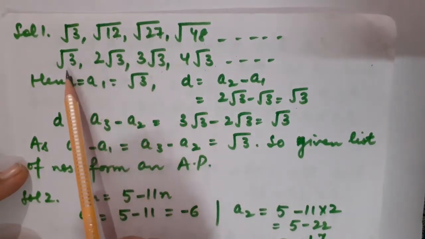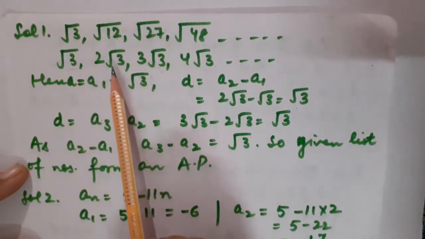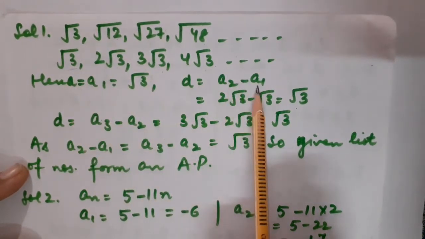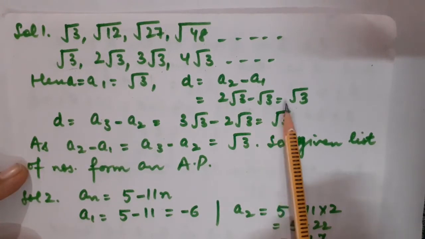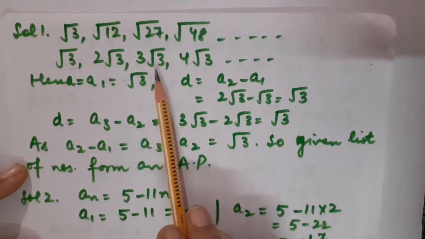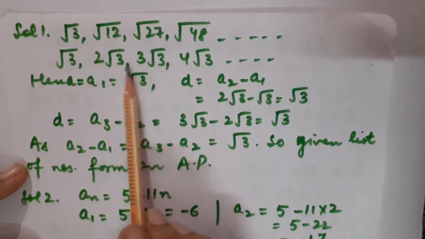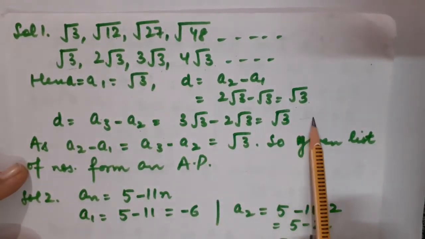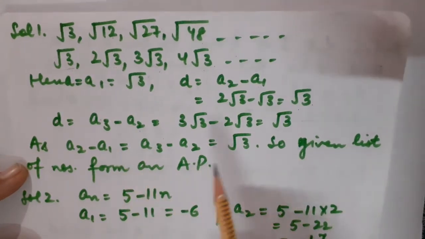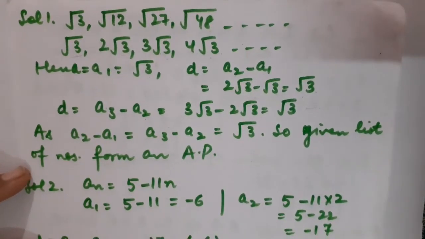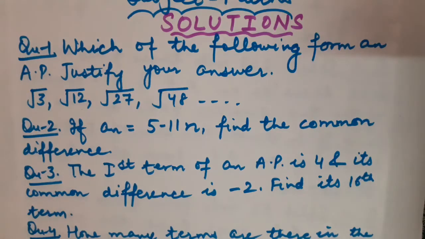So this is very simple. The very first term is A1. Second term which is A2 actually. So A2 minus A1 I am going to calculate. That is 2 root 3 minus root 3 is equal to root 3. Similarly I am calculating A3 minus A2. Means the difference between third and second term. So again I have got root 3. As the common difference is same, so we can say that the given series is forming an AP. Understood?